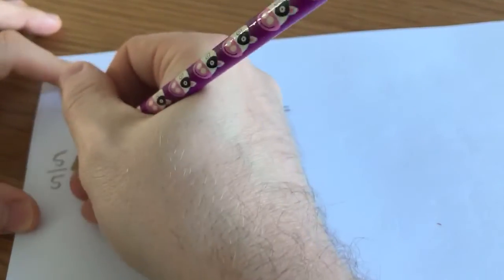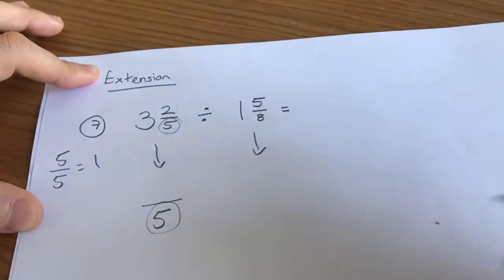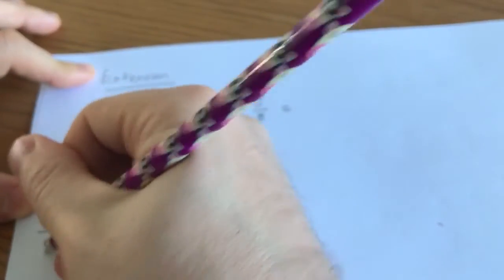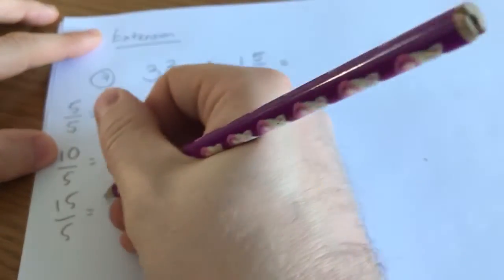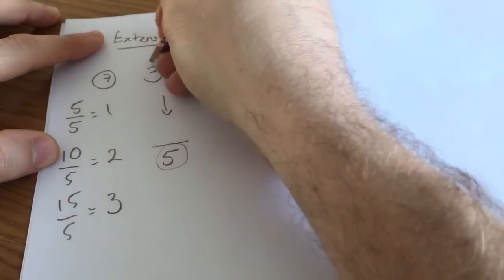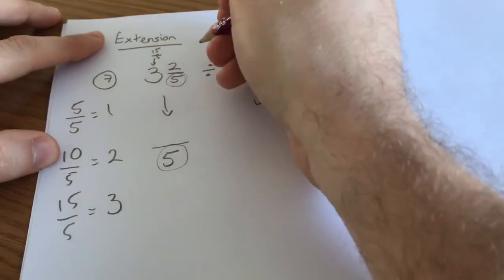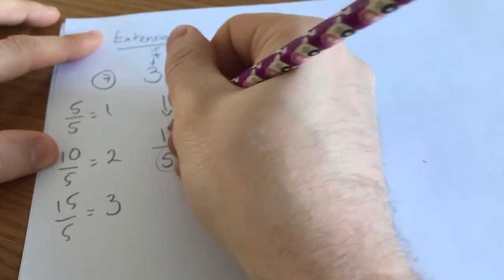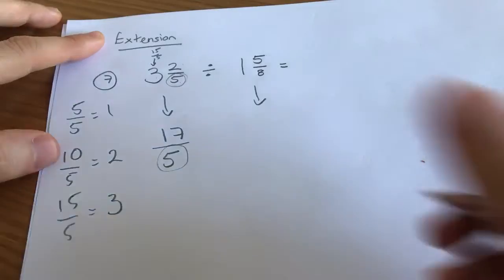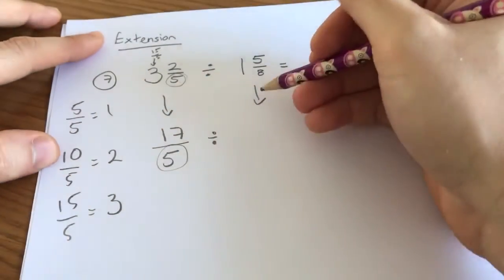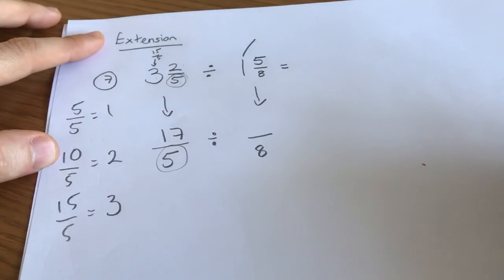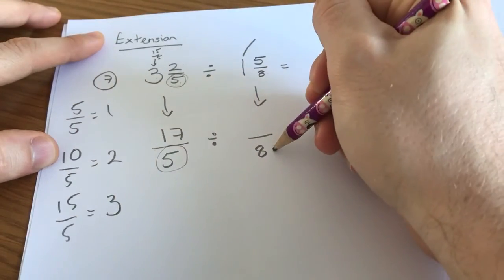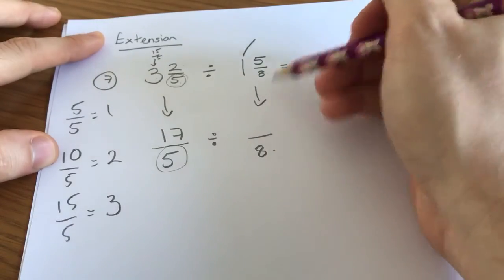Well, 5/5 is 1. So 10/5 is going to make 2. So 15/5 is going to be 3. So that there is 15/5. You've then got those 2/5 as well, giving us 17/5. Keep the divide as it is. Over here, we're dealing with 8. We know that means 8 is going to be on the bottom. Okay, denominator will stay the same when you're going from mixed to improper, or improper to mixed indeed.